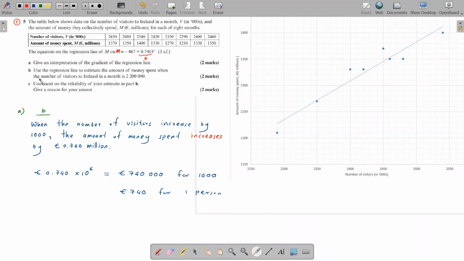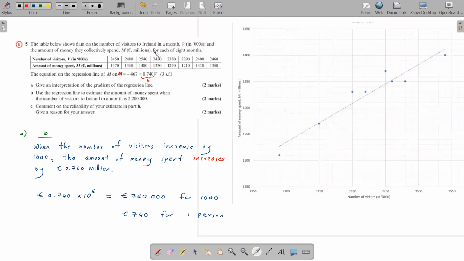Okay, so over here they say use the regression line to estimate the amount of money spent when the number of visitors to Ireland in a month is 2,200,000. So guys, the number of visitors to Ireland in a month. Now, this data is given, if you read this carefully, this number of visitors for each month is measured, right guys? Every single month is a single measuring point. Number of visitors in the first month, second month, third month, likewise they've done for 8 months, okay?